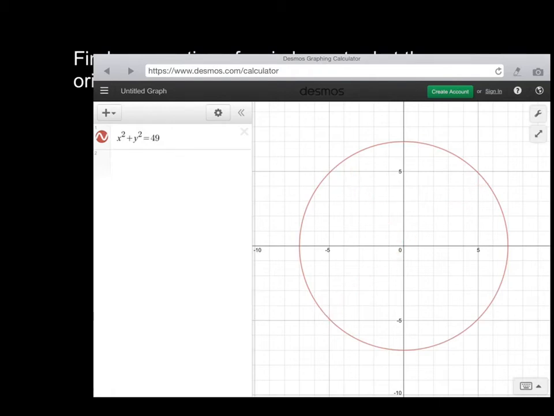Let me ask you guys a question. From here to here, what would it be? That's right, 7. Okay, and that's what this equation is. So let's take a look now at another example.